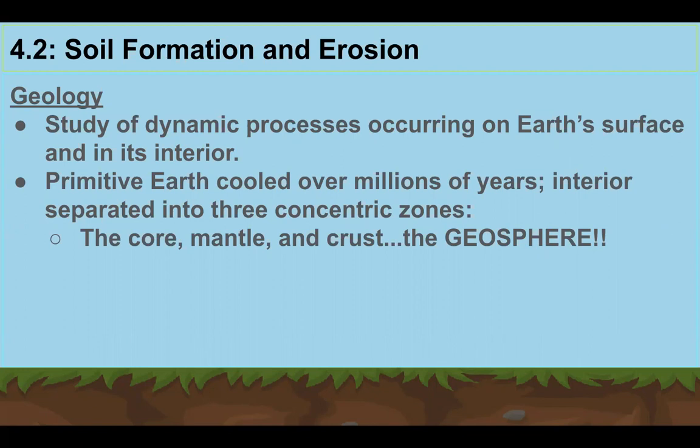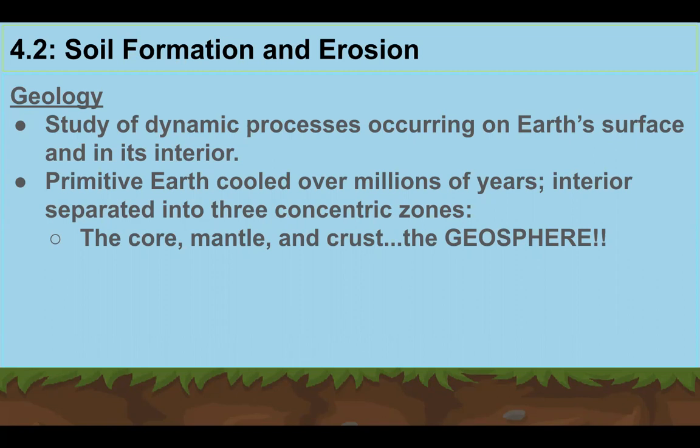So Earth has been around for billions of years, and primitive Earth has cooled down over millions of years to where at least the crust is cool enough where it is solid. There are three zones in the geosphere: the core, mantle, and the crust. The outermost one is the crust. That's the one that we are most familiar with, and that we're really going to be talking about today.